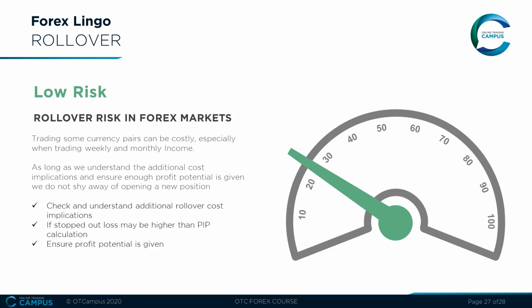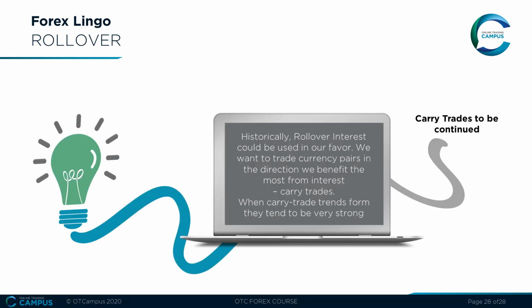Some Forex specific actions we should include in our trading routine are as follows. Check and understand additional rollover cost implications and ensure enough profit potential is given before entering a trade. Counter trend trades that are costly should be avoided. Costly trades only with clear and ideal big picture context. Understand that if stopped out, total loss may be higher than position size calculation due to rollover.